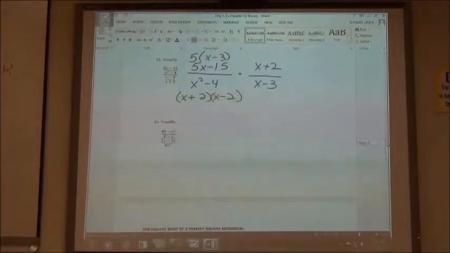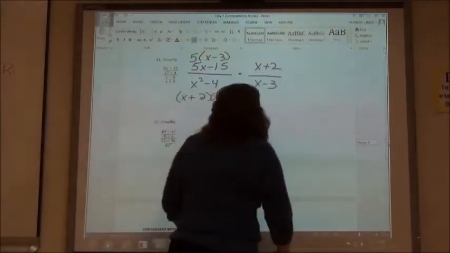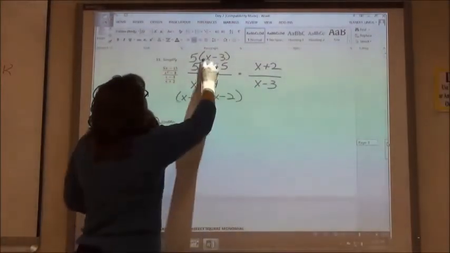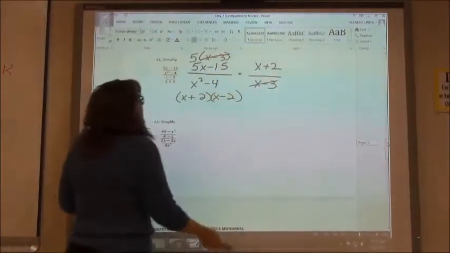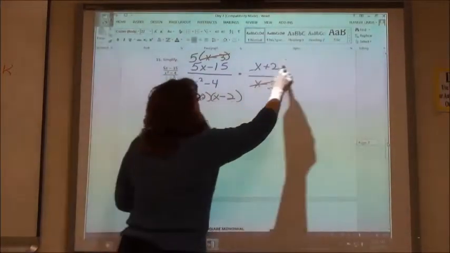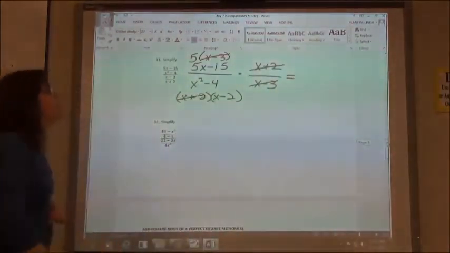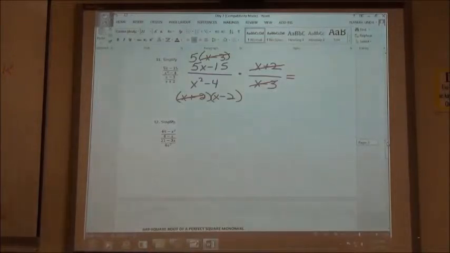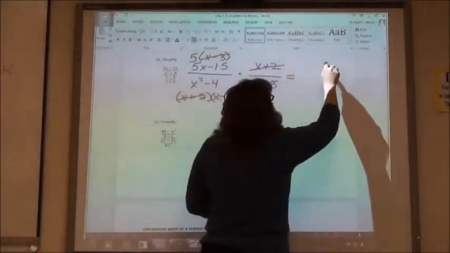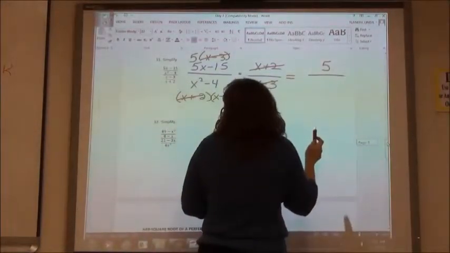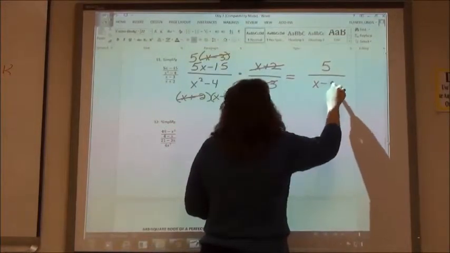Second fraction, there's nothing we can factor out. I don't have any squareds and I don't have any greatest common factors, so now I can just go to my canceling. I can cancel out the x minus 3's. I can cancel out the x plus 2's. That doesn't leave me a whole lot left. On the top I have a 5, and on the bottom, an x minus 2.